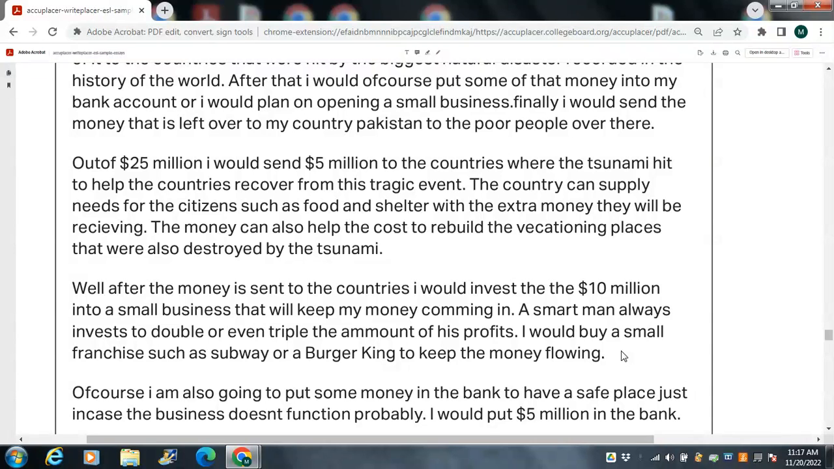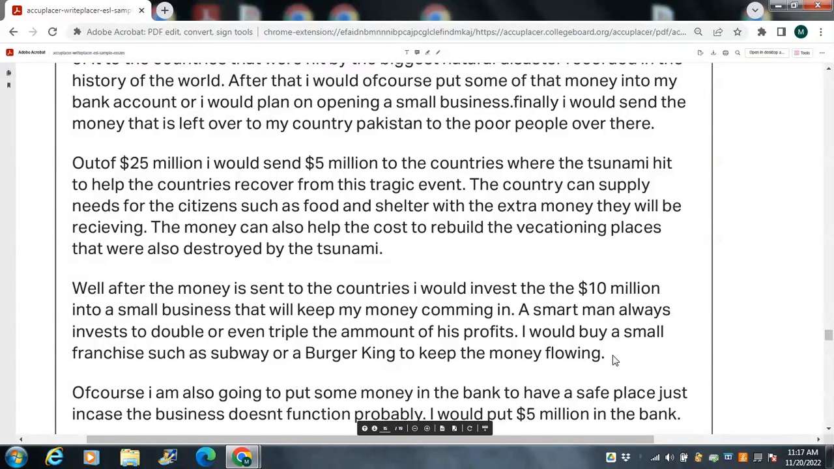"I would buy," and I like how they stayed in future tense. You know, I would buy a small franchise. They could have had a comma, such as a Subway. Subway should have been capitalized, such as a Subway or a Burger King, to keep the money flowing. I really like the way that flows in that particular paragraph.